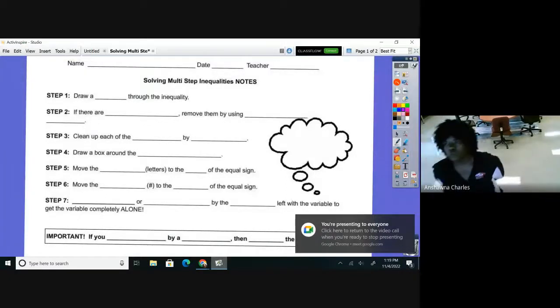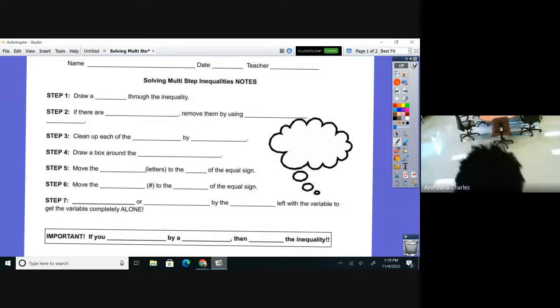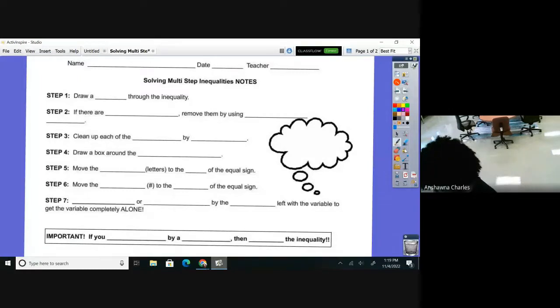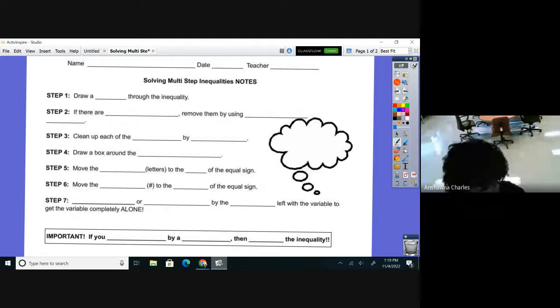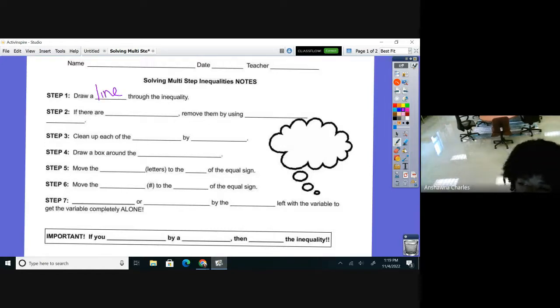All right, so we are going to solve multi-step inequalities. We have solved multi-step equations. Now we're going to do inequalities. So pretty much you're going to do the exact same steps you did for equations. It's just that you have an inequality sign instead of an equation sign. Only difference. All right, so the first thing you're going to do is draw a line through the inequality.